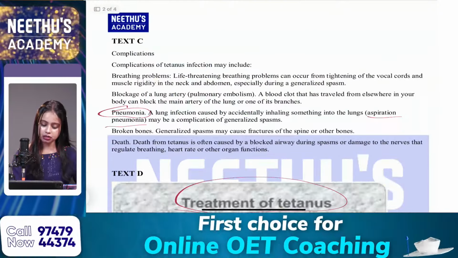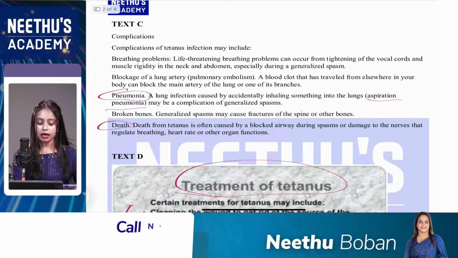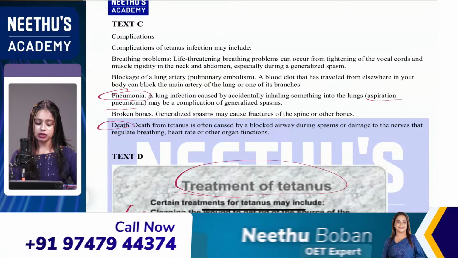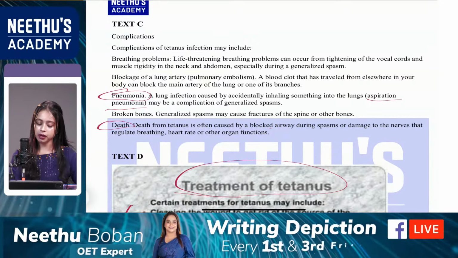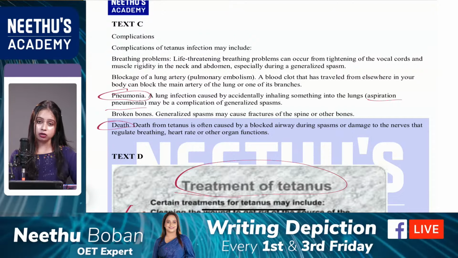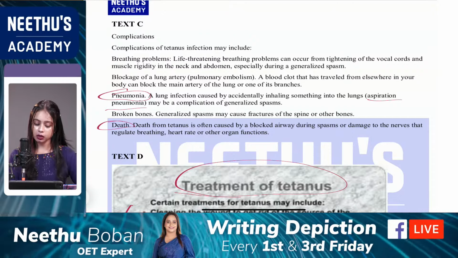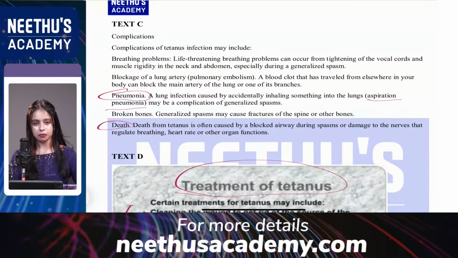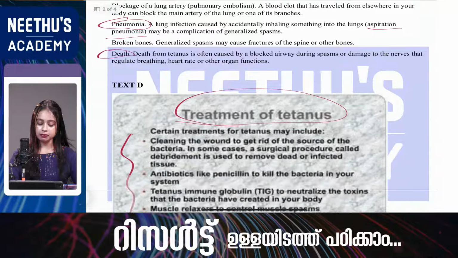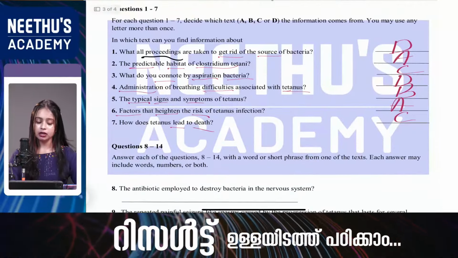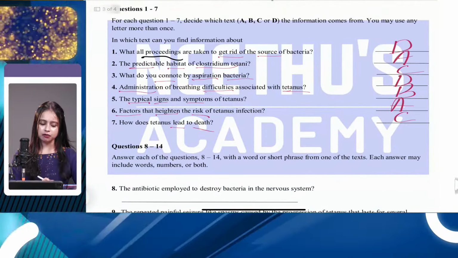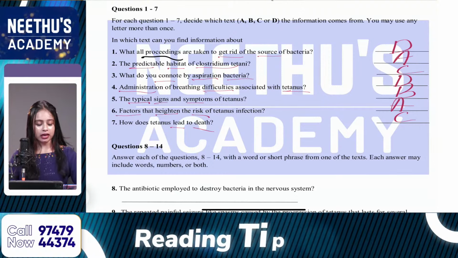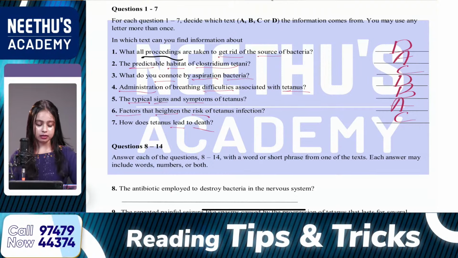And where is it mentioned in text C? Last one, death. Death from tetanus is often caused by blocked airway during spasms and or damage to the nerves that regulate breathing, heart rate or other organ functions. Okay, so that is from C. Very good. So may I know how many of you got 7 out of 7? Okay, Adra, very good dear, correct answer. It is from text C.